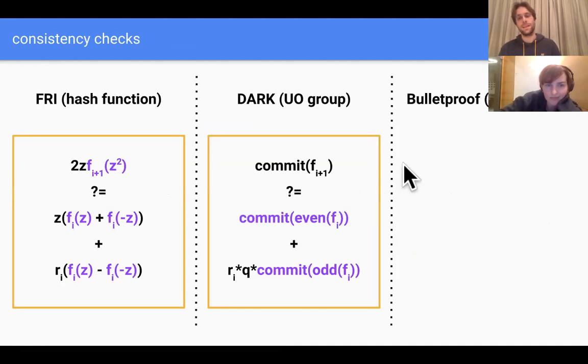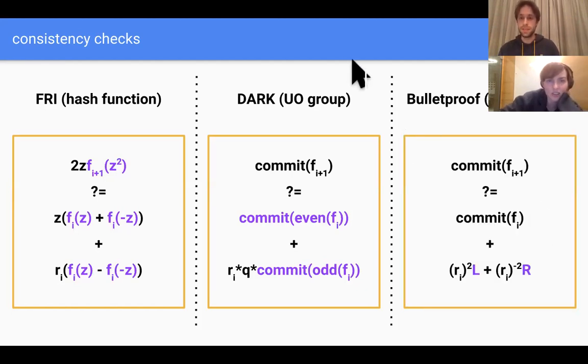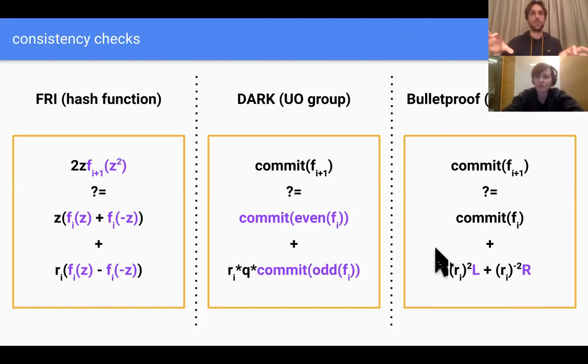Okay. And the final one, which falls under this framework of a log number of rounds, is Bulletproofs. And here what you do is check that the commitments of F_i and F_{i+1} are consistent. And then you have these extra terms here, and these extra terms correspond to cross products. So remember, you have basis elements, and then you have the coefficients. It turns out that you need to cancel off these cross products for things to work out nicely, and so you have these residual terms.